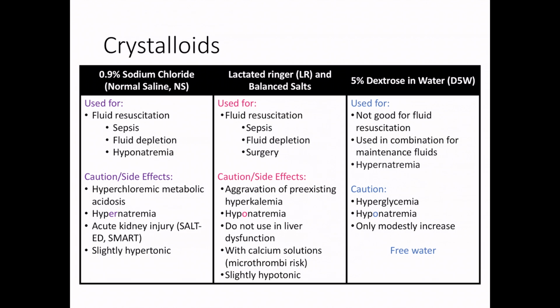So let's talk about some of the different crystalloids. And again, I told you before, sodium chloride, balanced salts such as lactated ringer, and dextrose are the most commonly used. You'll see here whenever we talk about what they're used for, that dextrose is actually not good for fluid resuscitation versus sodium chloride and lactated ringer. Both are used for fluid resuscitation, including sepsis and volume depletion.